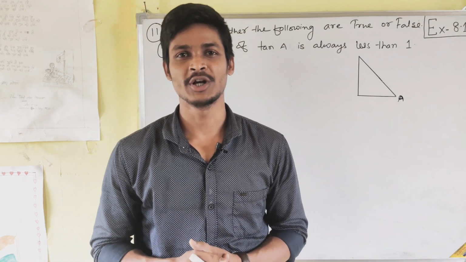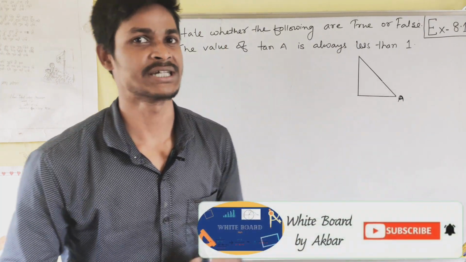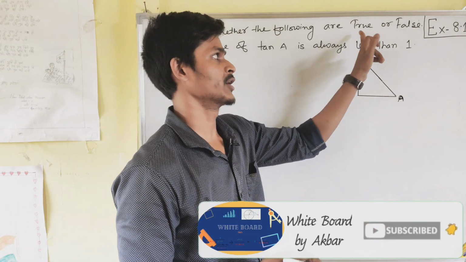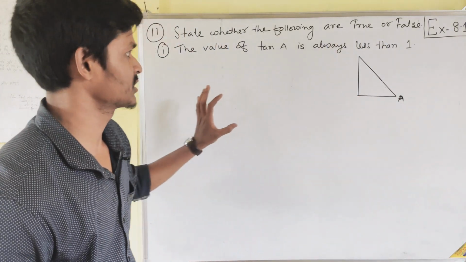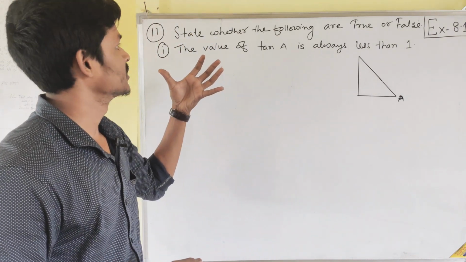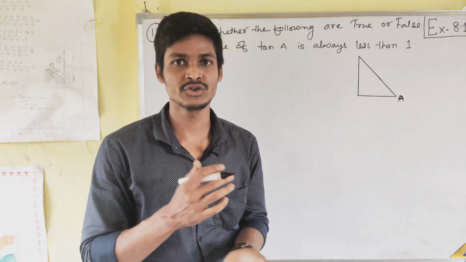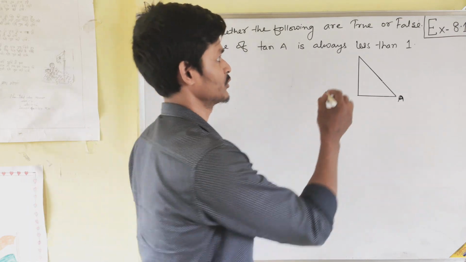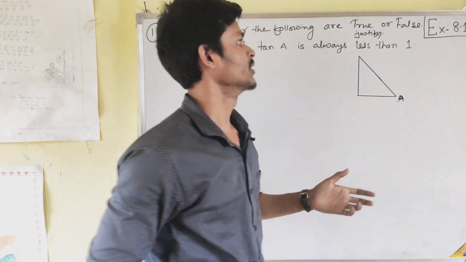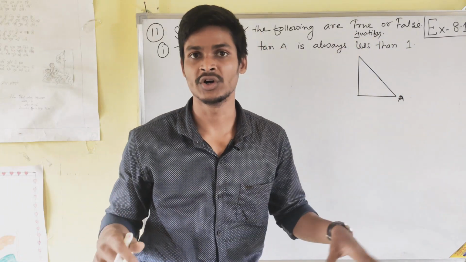In this video I will be solving exercise 8.1, the last question, that is 11. State whether the following are true or false. Here some questions are given. You have to say whether each is true or false, and also you need to justify your answer, that is, why you say that this is true or this is false.